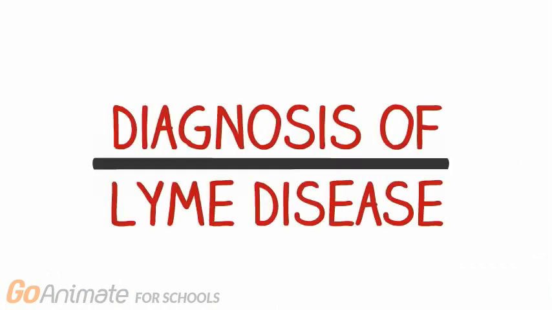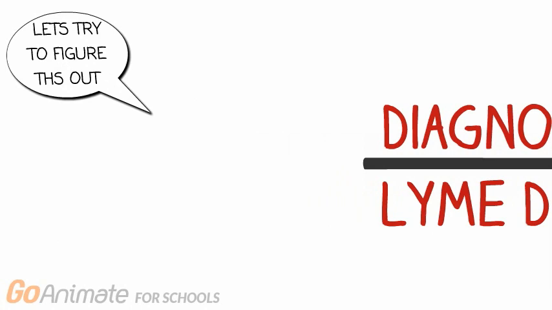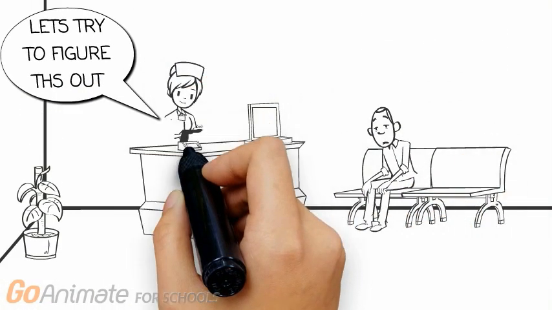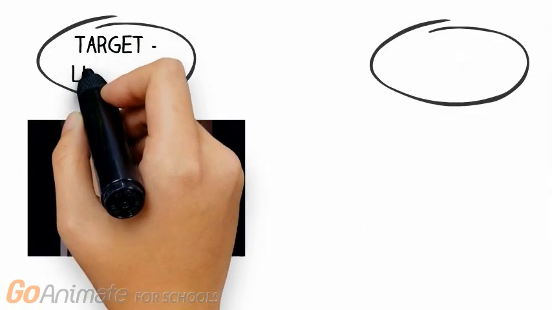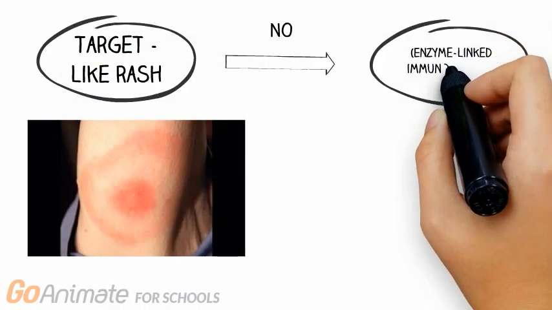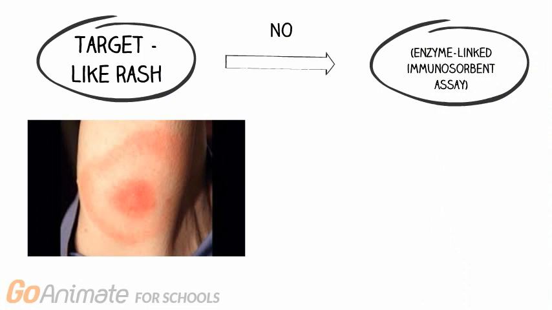Diagnosis of Lyme disease. The diagnosis of Lyme disease can often be very difficult, as many other diseases present similar symptoms. If there is no rash present, your doctor will ask to do a lab test called ELISA, which is an enzyme-linked immunosorbent assay test. This test searches for one very specific antibody which is generated in response to the Lyme disease bacteria.